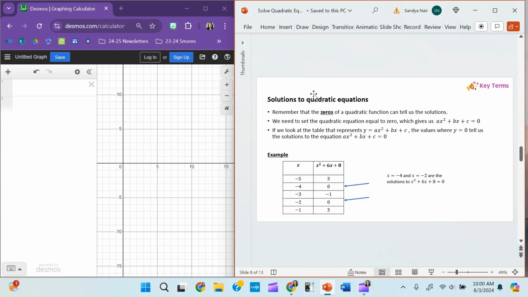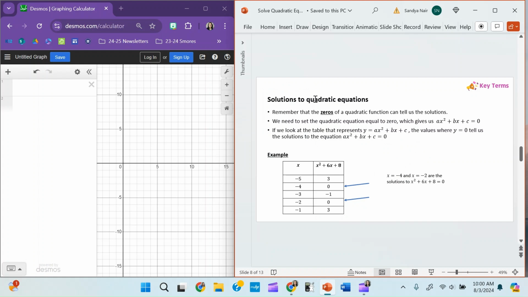So to find the solutions to quadratic equations, you can also use the table of values that you generate from graphing. So I want you to remember what this means when we're talking about it. Okay, so remember the zeros of a quadratic function will tell you the solutions, right? We talked about it in the last video. So remember, we have to set the quadratic equal to 0 to find the solutions.